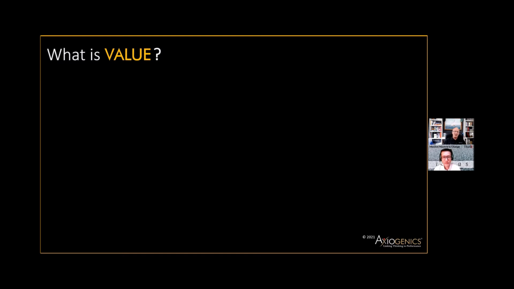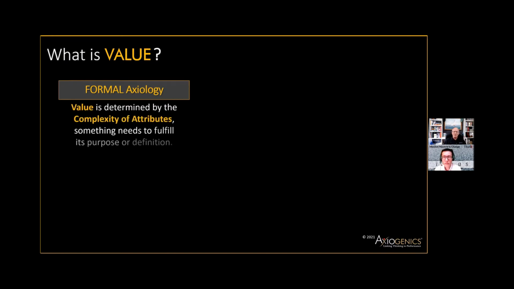To really understand the hierarchy of value, we first need to define value, so it makes some sense to us and why there is actually a hierarchy to it. In formal axiology, Dr. Hartman, the father of formal axiology, in his research applying scientific mathematical methodology to the study of value, discovered that value is determined by the complexity of attributes that something needs to fulfill its purpose or its definition.